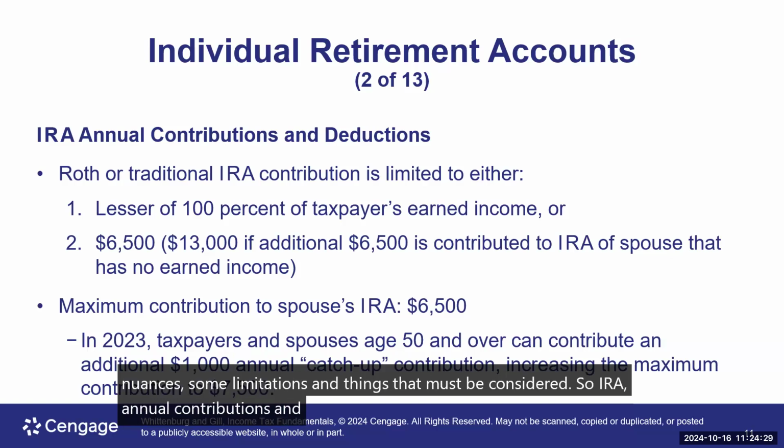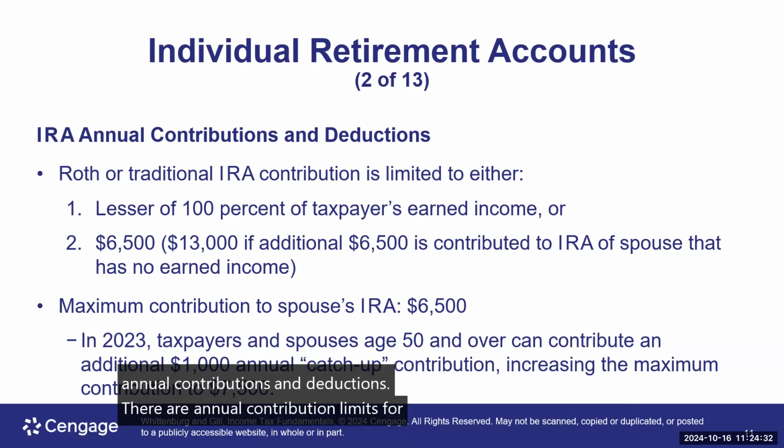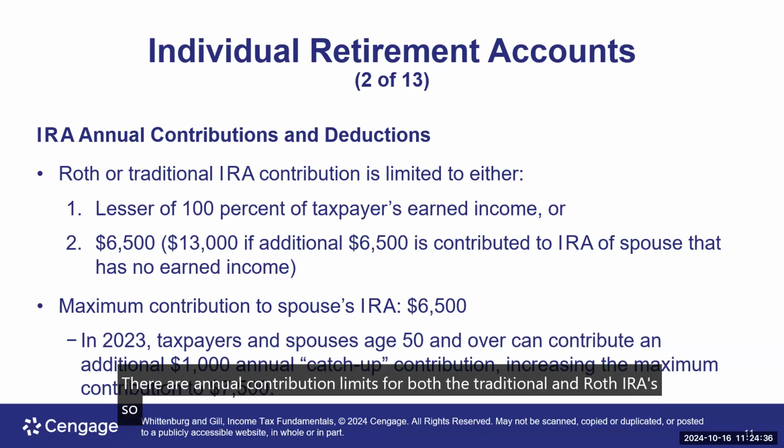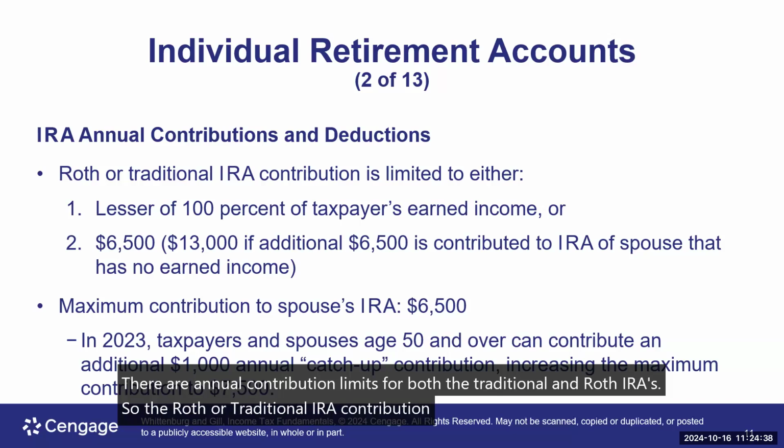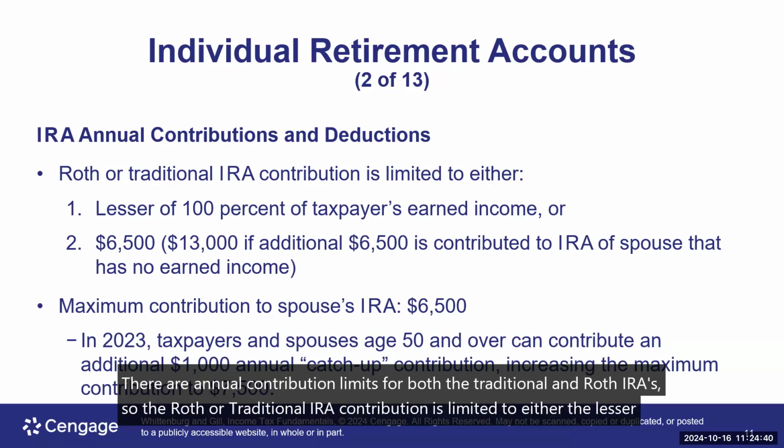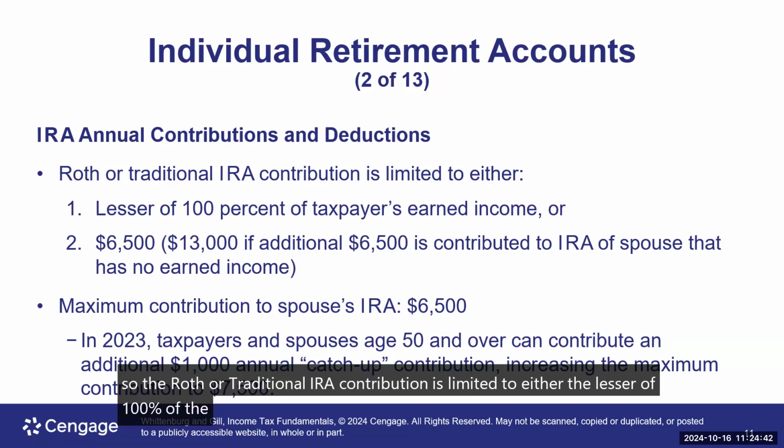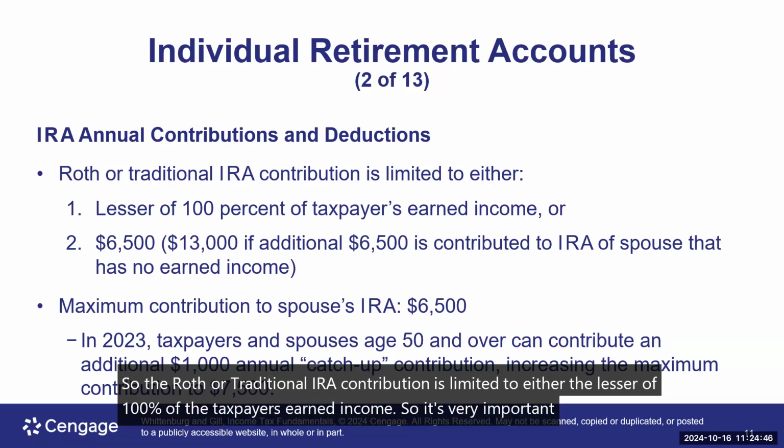There are annual contribution limits for both the traditional and Roth IRAs. So the Roth or traditional IRA contribution is limited to the lesser of 100% of the taxpayer's earned income. So it's very important to understand the term earned income.